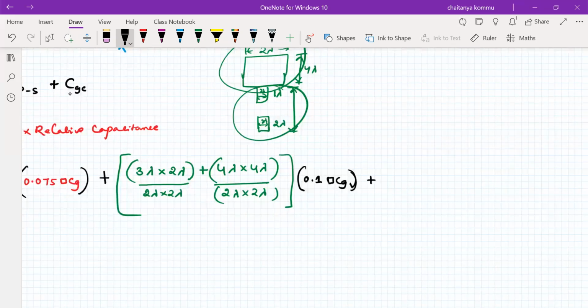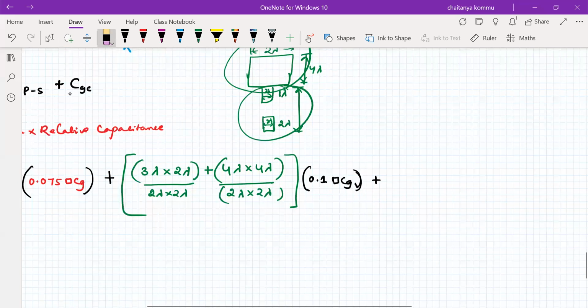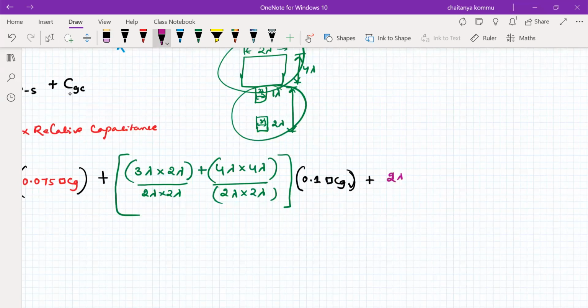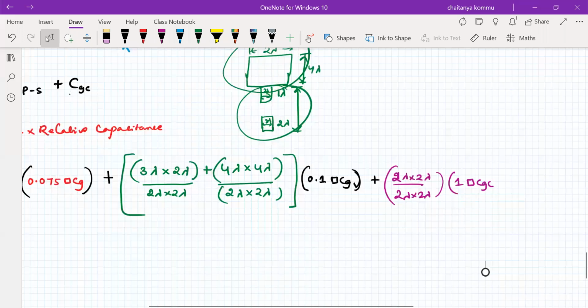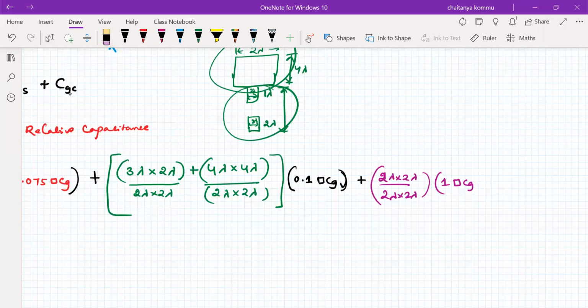what is the gate to channel? What is the relative area? Square Cg only, gate to channel, because the relative area into relative capacitance is 1 into 1 only. Are you getting this point? So this value is actually 2 lambda into 2 lambda divided by 2 lambda into 2 lambda, multiplied with 1 square Cg. So this is the gate to channel related information. If you calculate all these things, you will find this value.